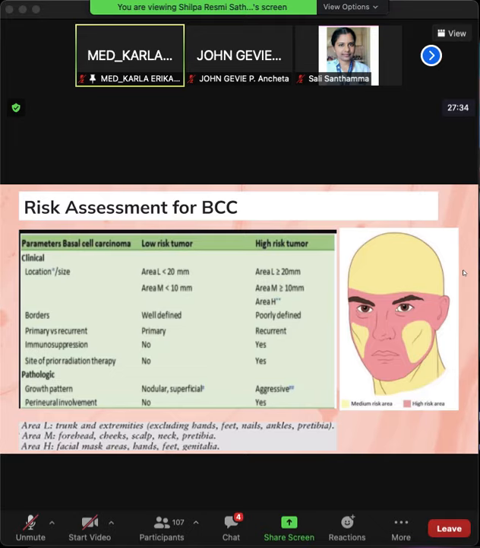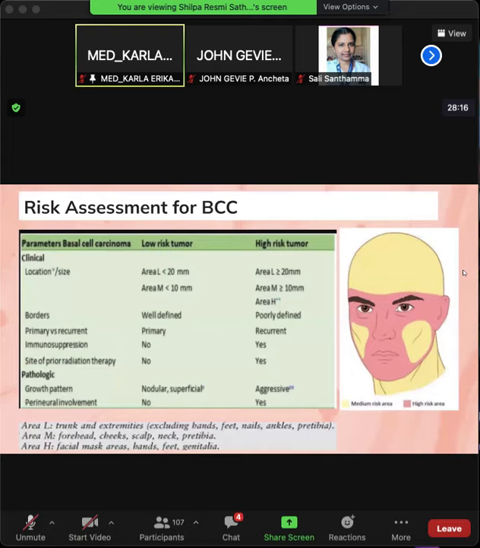The next clinical characteristic is borders. If the borders are well defined, then it is a low risk tumor. And if they're poorly defined, then it's a high risk tumor. Primary versus recurrent: if the tumor is a primary tumor, then it's low risk, and if it's a recurrent one, then it's high risk. For immunosuppression, if immunosuppression is present, then it's high risk, and if there is no immunosuppression, then it's low risk. And site of prior radiation therapy: if it's in the site of prior radiation therapy, it's high risk, and if it's not, it's low risk.